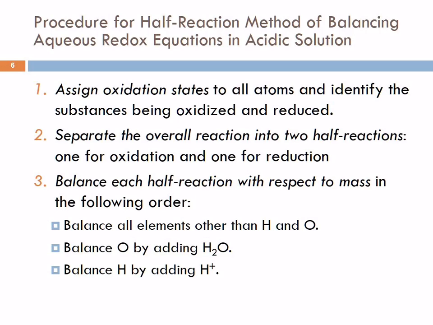So here's the procedure for the half reaction method. Assign oxidation states to all the atoms, and identify what's being oxidized and what's being reduced. Then we separate the overall reaction into two half reactions, one for the species being oxidized, one for the one being reduced. You're going to balance each half reaction with respect to mass. First, you balance all the elements other than hydrogen and oxygen. Then you balance oxygen by adding H2O to the appropriate side. Then you balance the hydrogen by adding H+.